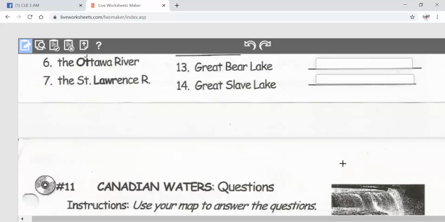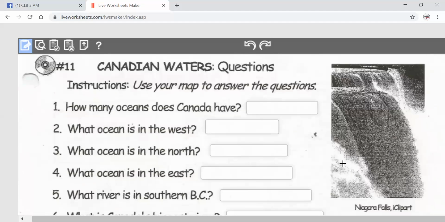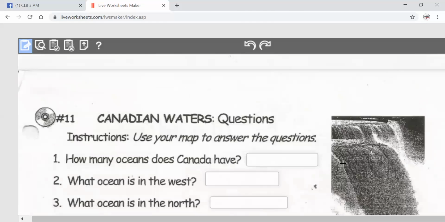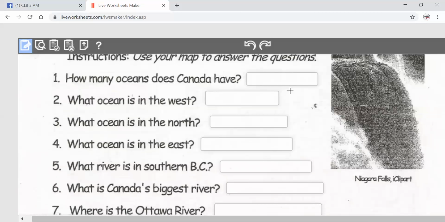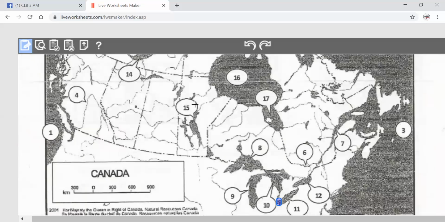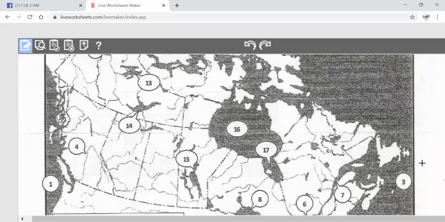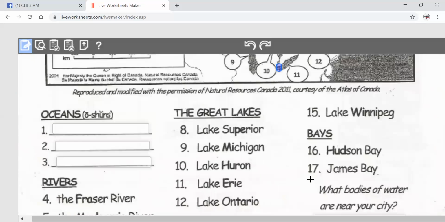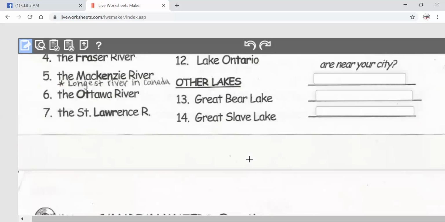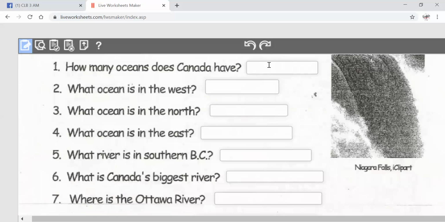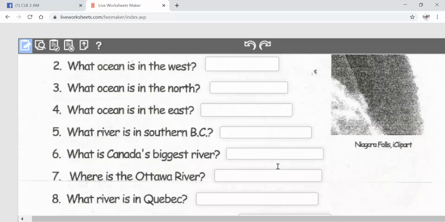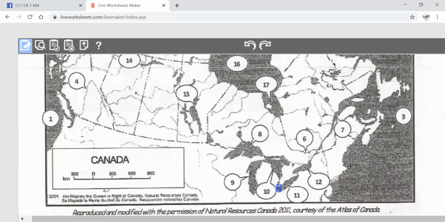After you finish, we're going to go on to some questions, and I would like you to answer using this map. Okay, so number 1, how many oceans does Canada have? What ocean is in the west? Remember, west is this direction. West, east, north up here, and south down here. So which ocean is in the west over here? Which ocean is in the north, in the top over here? Which ocean is in the east? You know, east is on this direction over here.